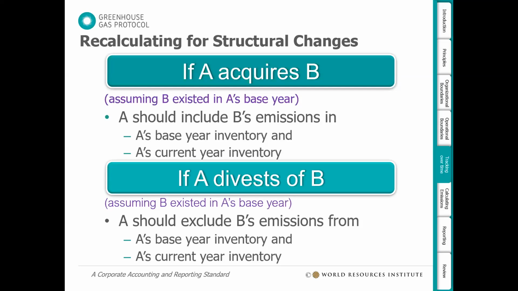Conversely, if a company divests company B, then it should exclude the emissions of company B from both its current inventory and its base year inventory. And again, that's assuming that company B existed during company A's base year and that the significance threshold was met.